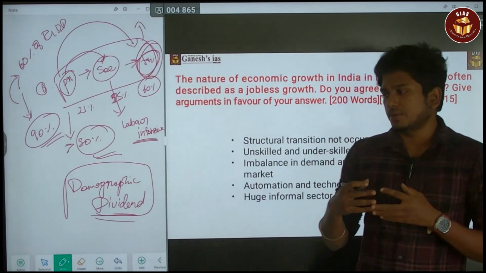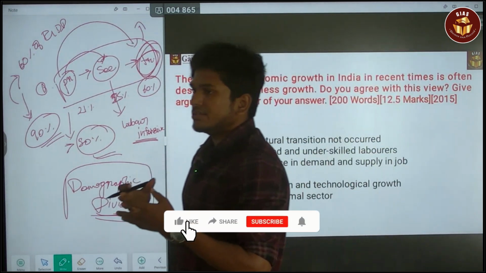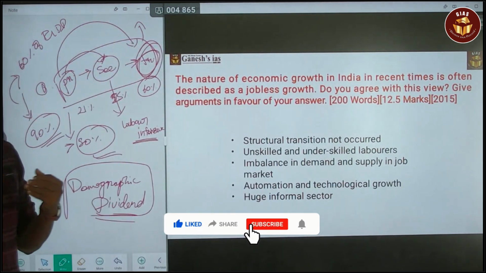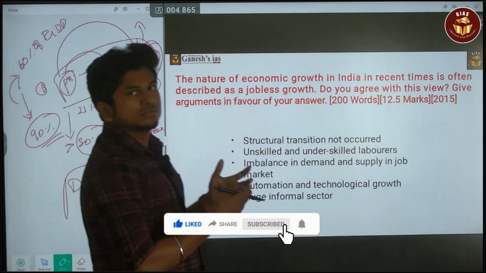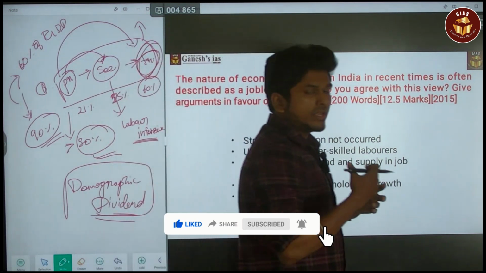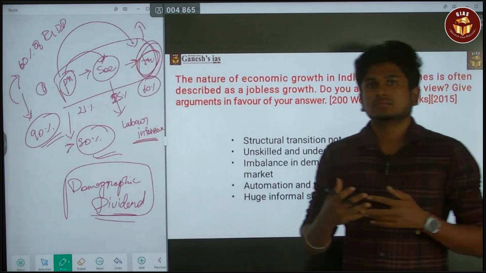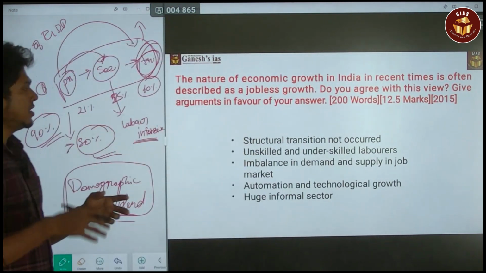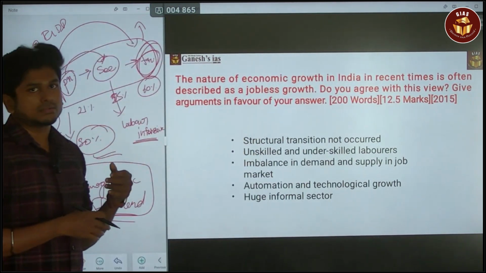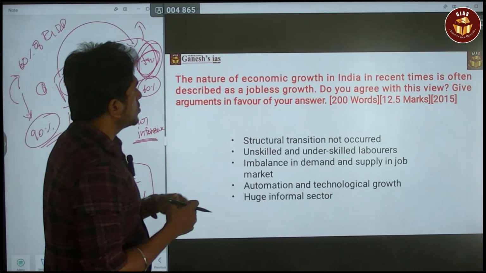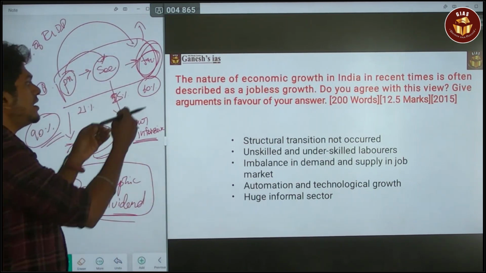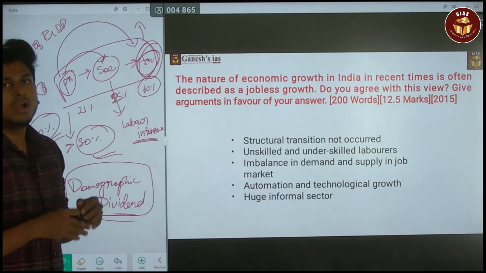When it comes to the informal sector, consider the COVID-19 situation. Most of the informal sector got affected due to informalization. Due to the lockdown, they couldn't perform anything. So another major thing is that joblessness is due to this informal sector. Okay, so these are the points you have to give in validating the jobless growth.